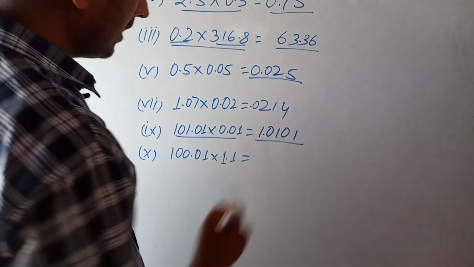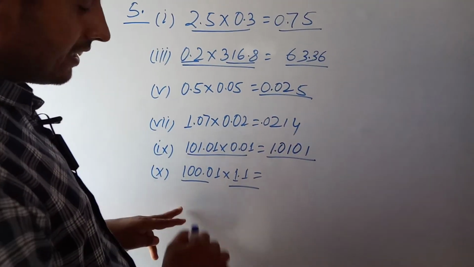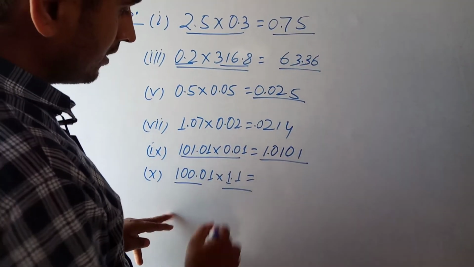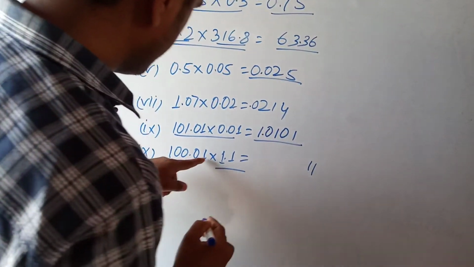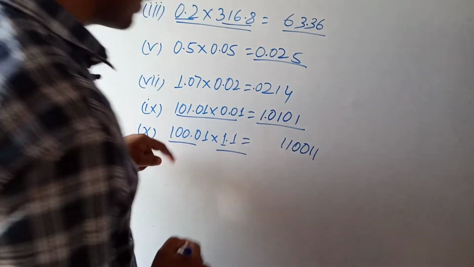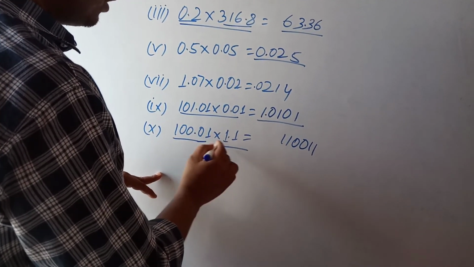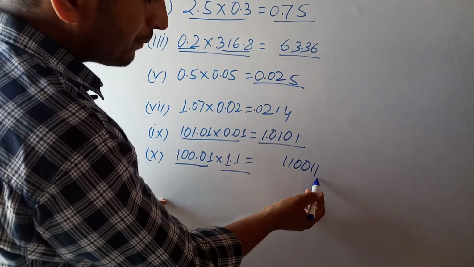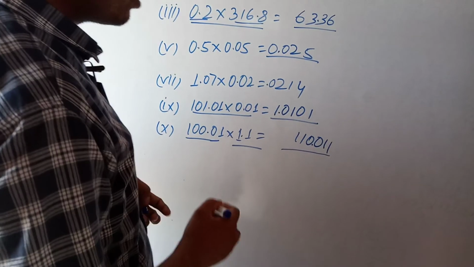Now coming to 10, we have to multiply these numbers. Again forget the decimals. 10001 is multiplied with 11. Multiply this number with 11. 11 times 1 is 11, carry 1, 1. 11 times 0 is 0, 0, 11 times 1 is 11. Now see here. In the first number after the decimal there are 2 digits, 1, 2, and in the second number after the decimal there is 1 digit. So 2 plus 1 is 3. So in the product put the decimal after 3 digits, 1, 2, 3, and put the decimal here.